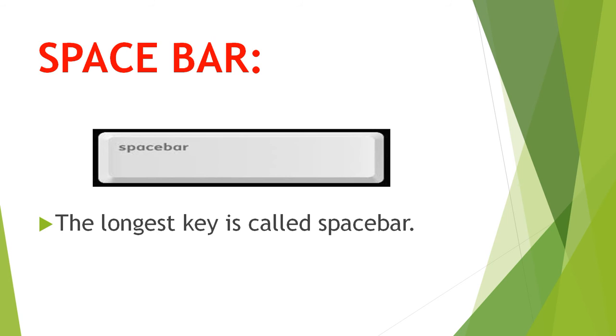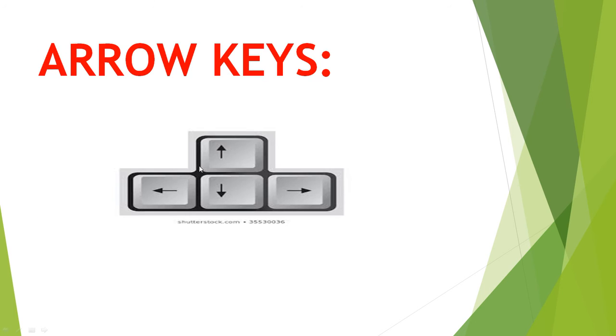Next is space bar. The longest key is called a space bar. Look at this. This is the space bar. Okay. And children, there are more than 100 keys on a keyboard. How many keys on keyboard? More than 100 keys on keyboard. Next is arrow key. There are 4 arrow keys on a keyboard: up, down, left, right. Okay.